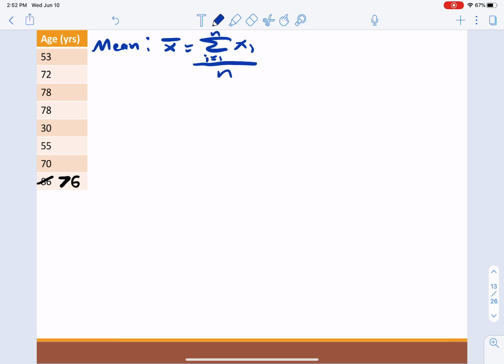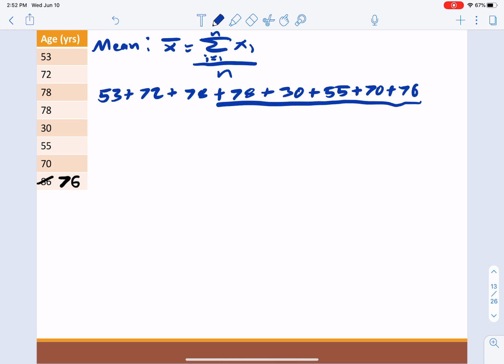Okay, so that's our equation for the mean. So let me do this. The mean is going to be 53 plus 72 plus 78 plus 78 plus 30 plus 55 plus 70 plus 76. 1, 2, 3, 4, 5, 6, 7, 8. Okay, we're good. And then we just divide that whole thing by 8 still, right?